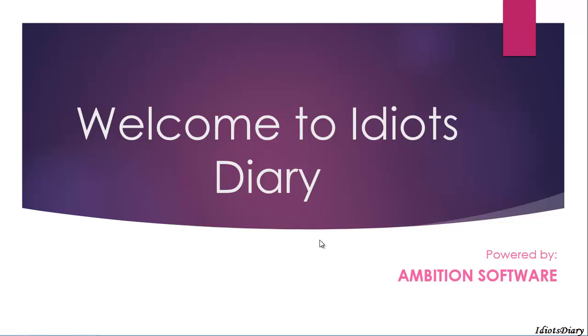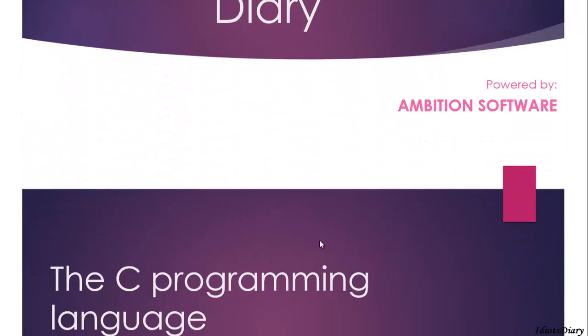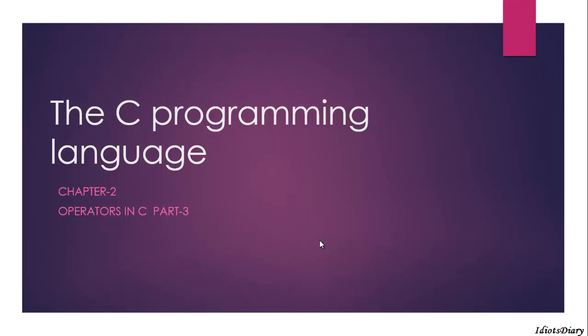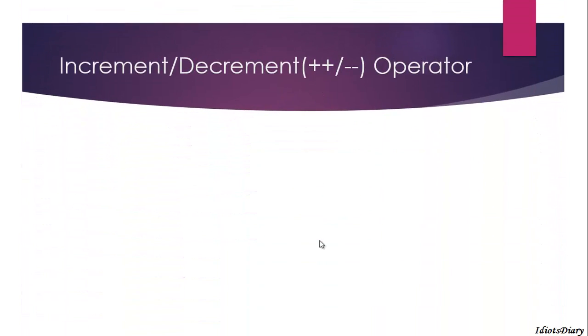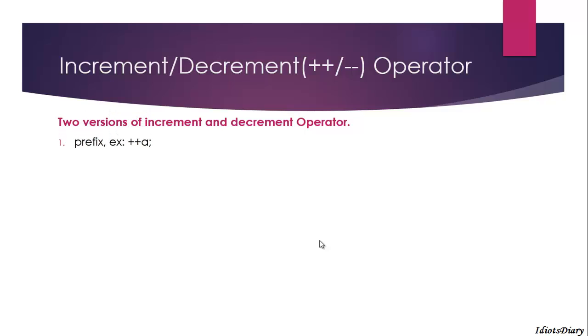In the last video, we have already discussed the operators in C, and today we will continue our discussion with more operators in C. At first, we will discuss the increment and decrement operators. These operators are available in two flavors. First is called the prefix.